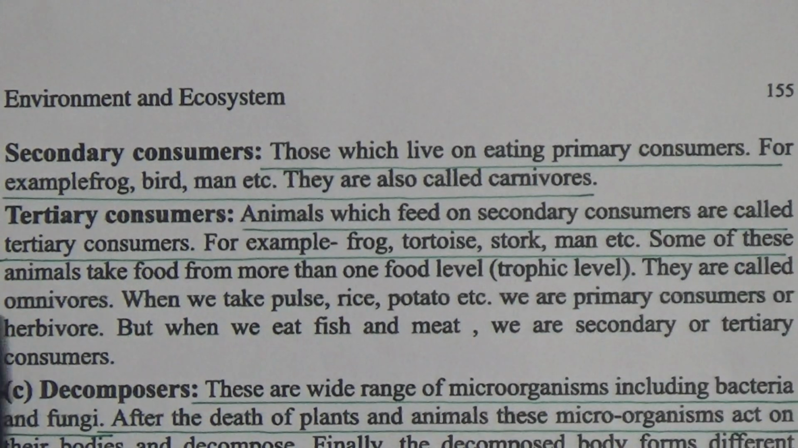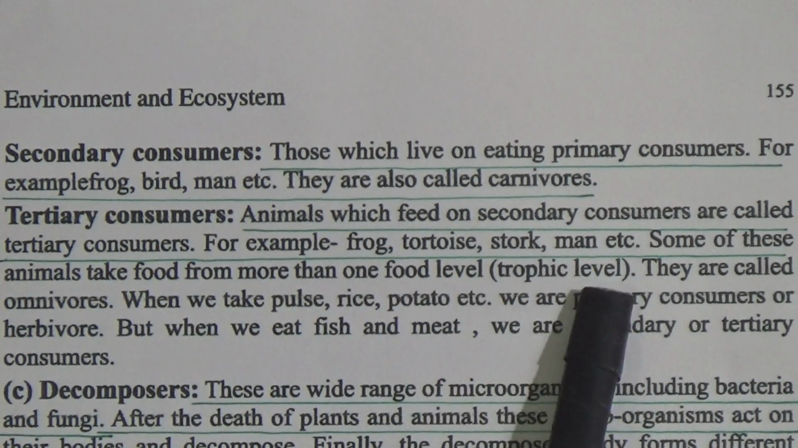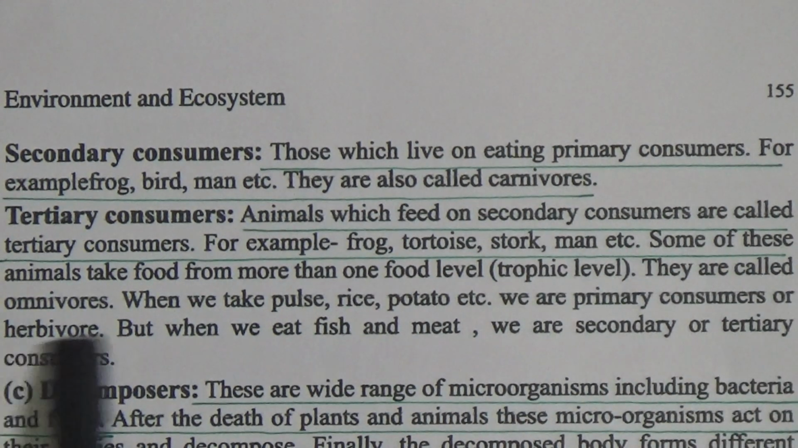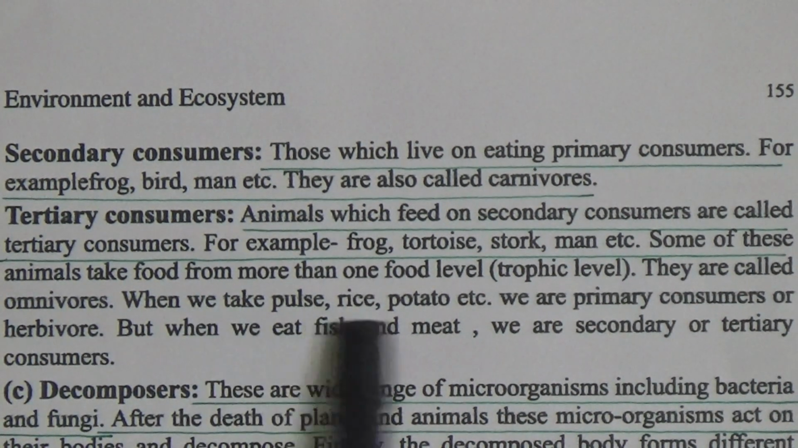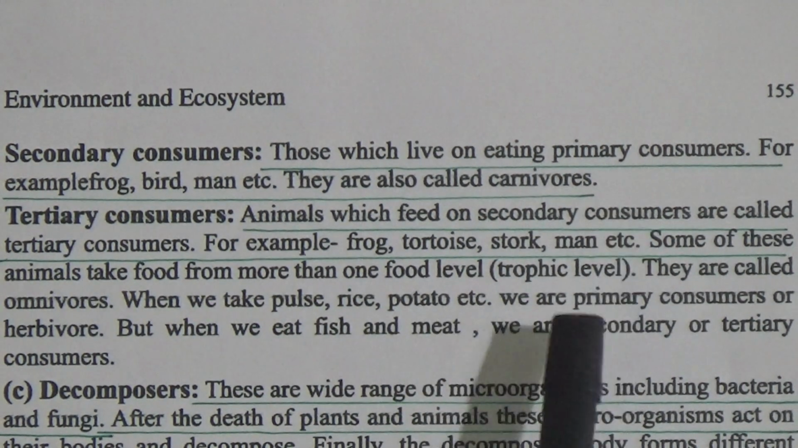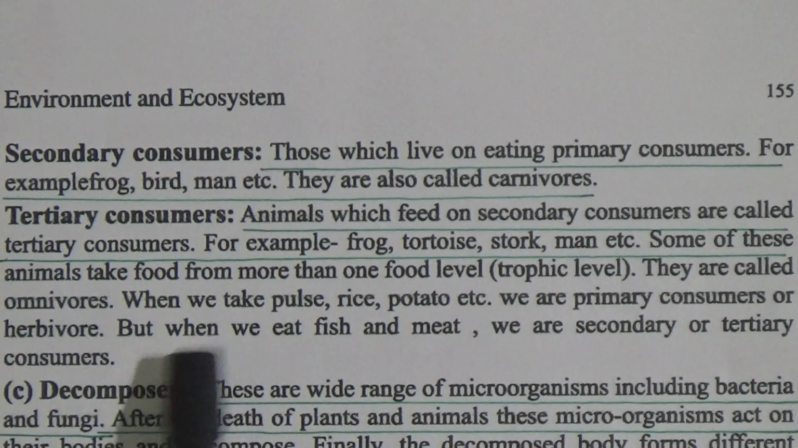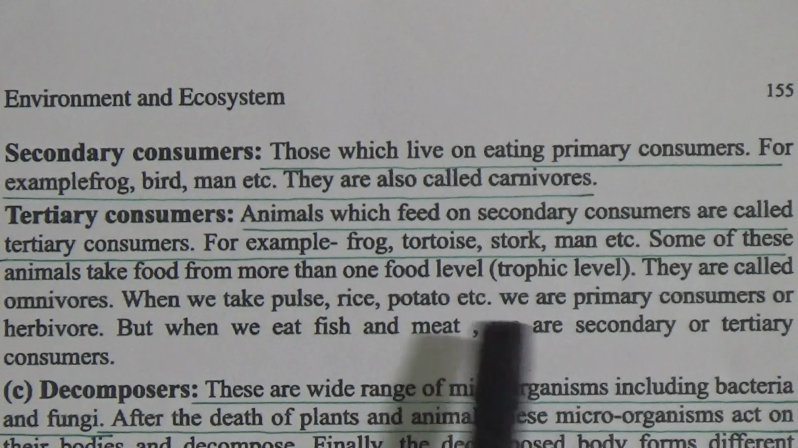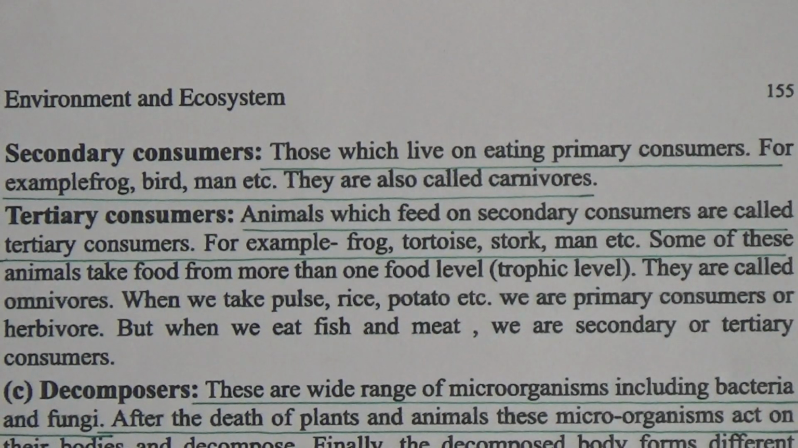Some of these animals take food from more than one food level, or trophic level. They are called omnivorous. When we take pulse, rice, potato, etc., we are primary consumers or herbivorous. But when we eat fish and meat, we are secondary or tertiary consumers.